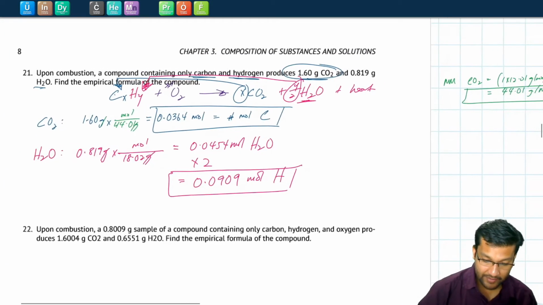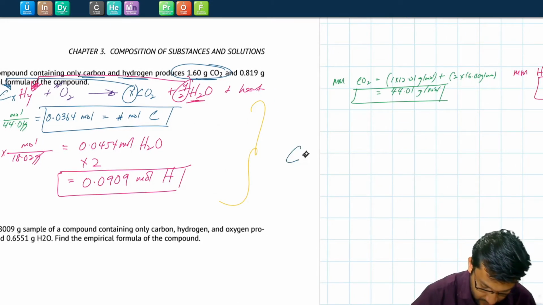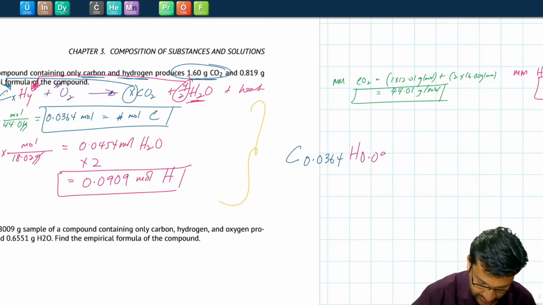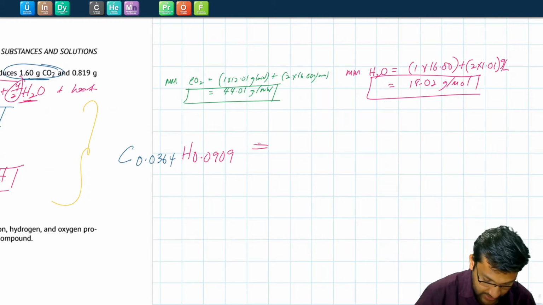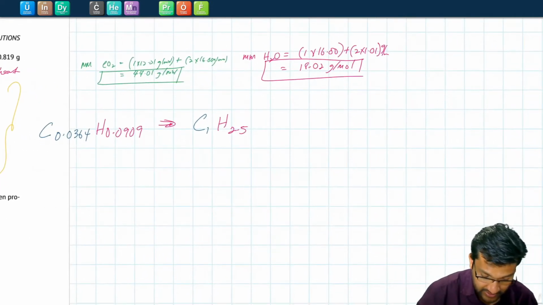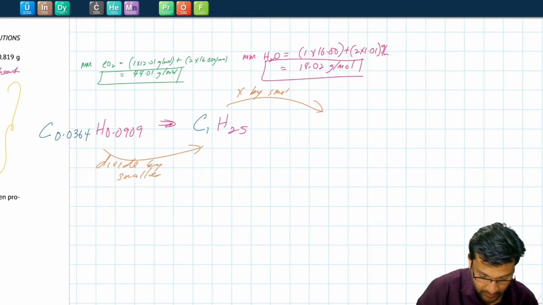From here on out, everything is very similar to what we do for empirical formulas, right? We have carbon, number of moles, 0.0364. We have hydrogen, 0.0909. And we divide by the smallest one. The smallest one is 0.0364, so that's C1, H2.5. Okay, they're not all small whole numbers, so now, this was divide by smallest, we need to multiply by small whole numbers.